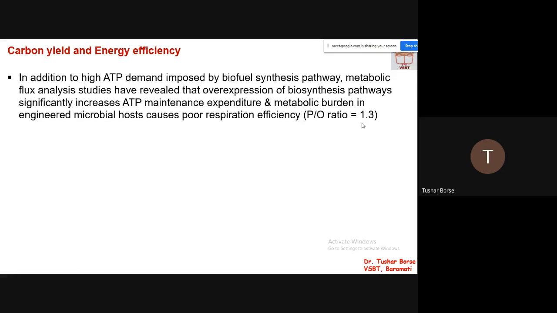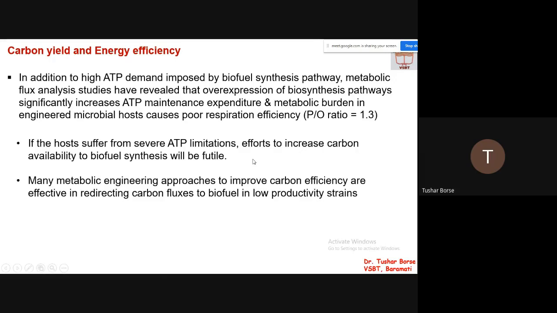So if you are going to do any kind of modification, you should see that the respiration efficiency of the organism is also maintained. I think you got the point what I want to say. So in this case, what are the things which can happen?